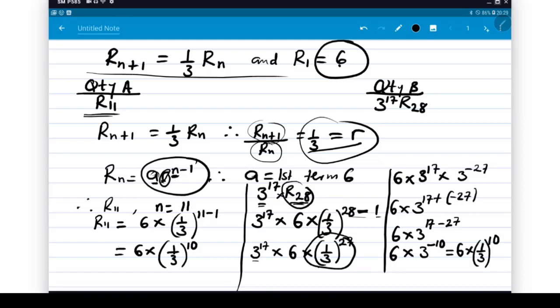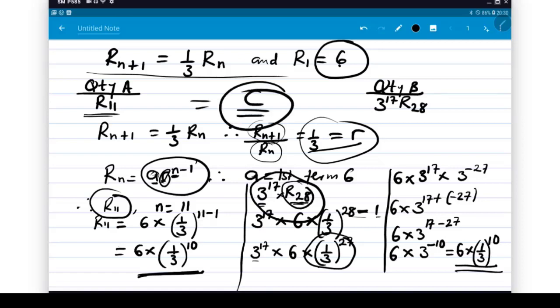Wow. So that means our R11 is actually the same, as you can see, as our 3 raised to power 17 R28. So what does that tell us? That means the two quantities are equal. So our answer will be C, equal. Okay, so that is a good example for us to look at a sequence in common ratio, even when you are given in terms of definition.